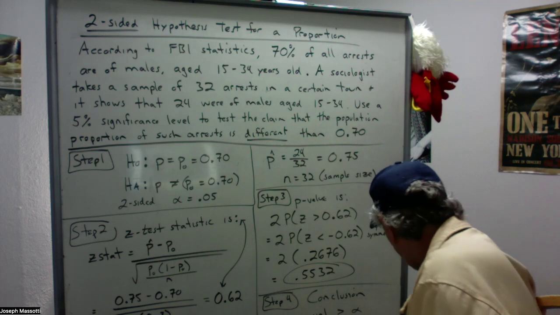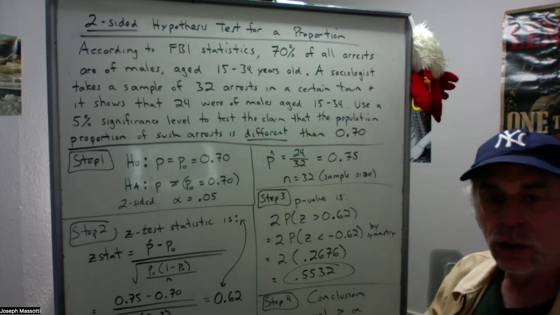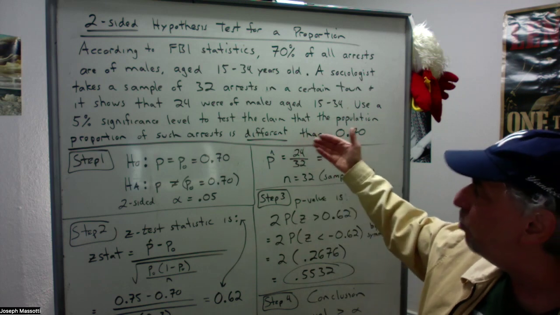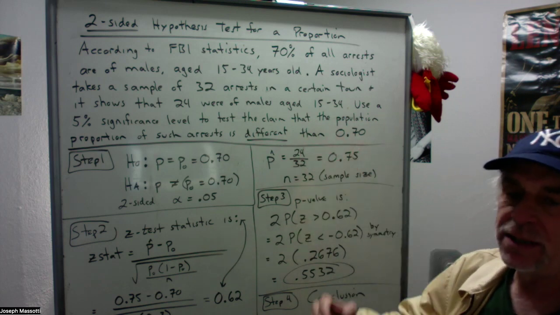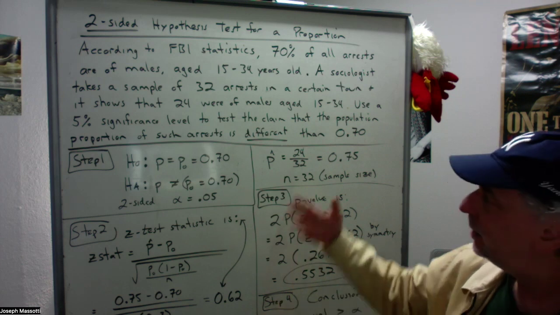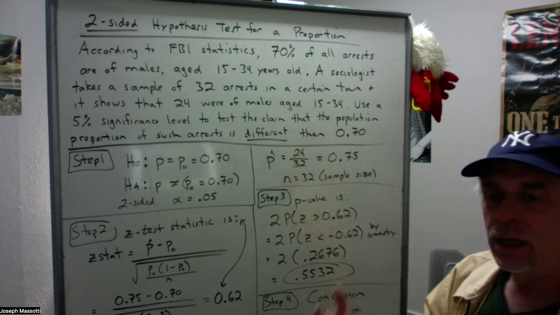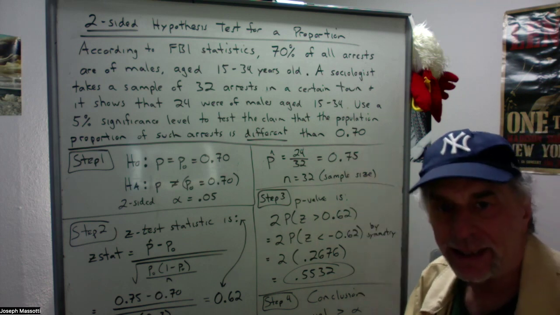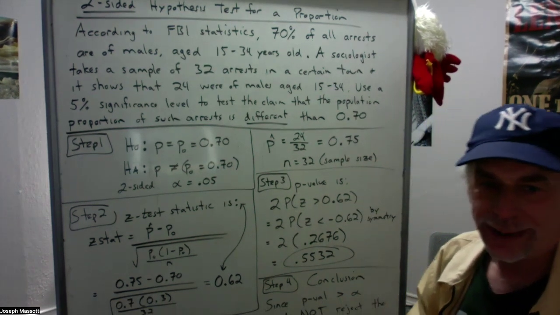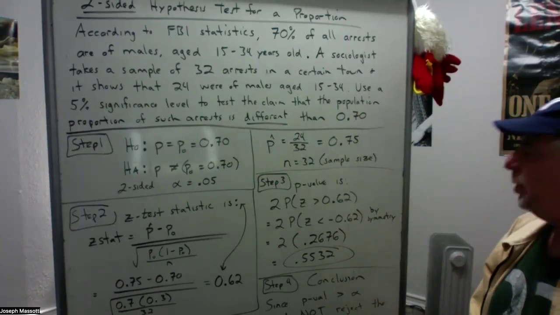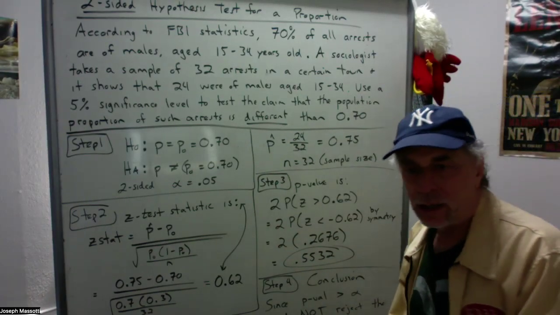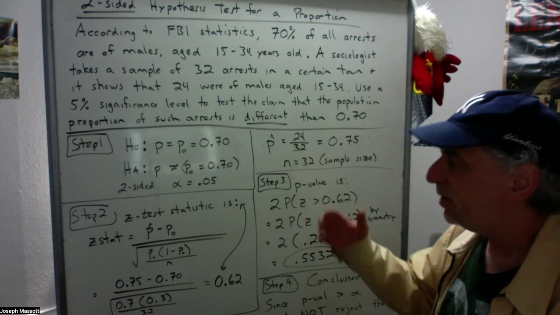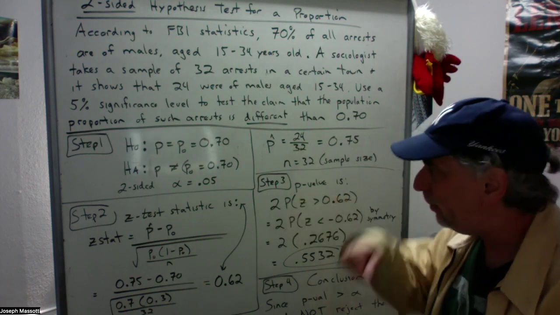So that word different is the clue that this is a two-sided test. It doesn't say we want to show that it's more than 0.7. It doesn't say that we want to show that it's less than 0.7. It just says that we want to check to see if it's different from 0.7. So that tells us it's a two-sided alternative, and that's going to affect our p-value calculations, just like in any other two-sided test. But the four steps are still the same.